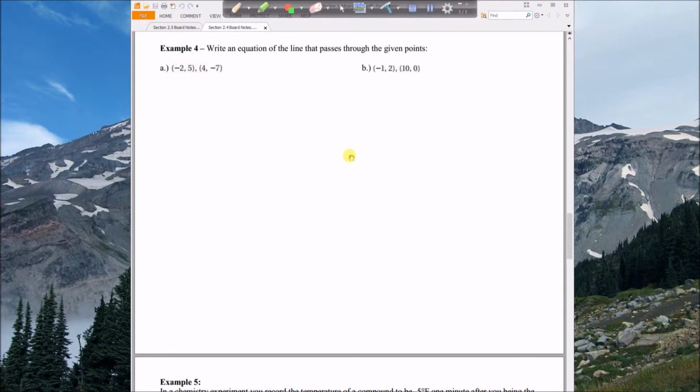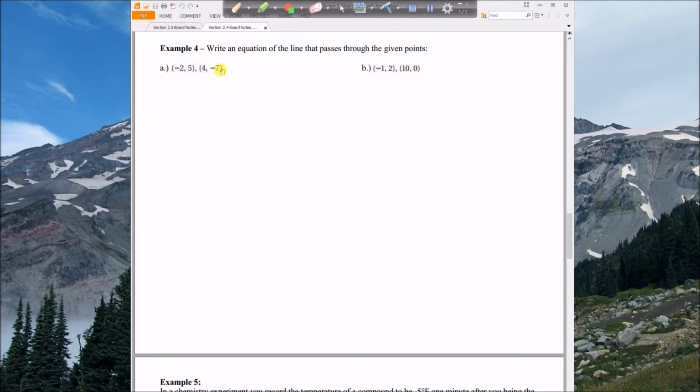Now they give you a little bit less information. They don't even give you a slope. They just give you 2 points. They say there's a line out there that passes through 2 points. Okay? And you need to find the equation. And again, we're just going to write the equation in slope-intercept form. That's the easiest thing to graph. So we're just going to write it in that form.